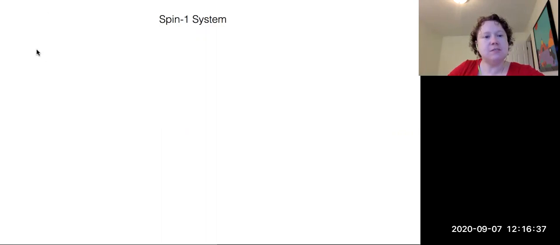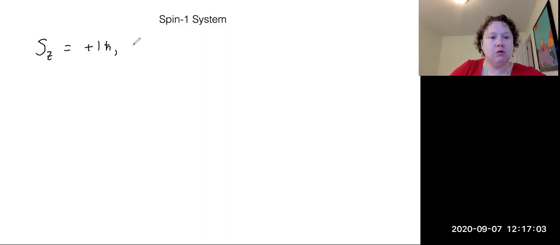So this Spin-1 is a type of particle, just like we talked about spin-half particles. We are now going to talk about Spin-1 particles. This is a particle with three possible values for the measurement of the spin component along any axis. So you could measure spin z to be equal to +1 h bar, or 0 or -1 h bar.